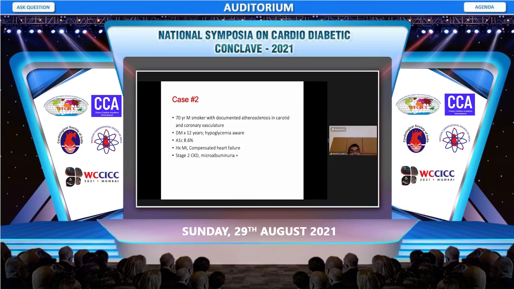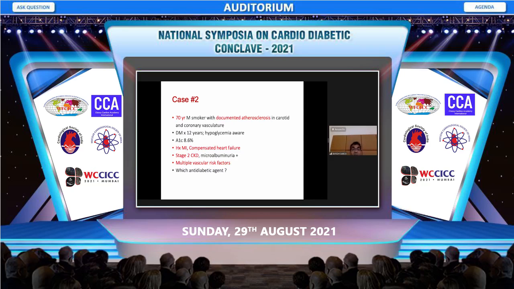A 70-year-old male smoker. Diabetes duration is 12 years. A1C is 8.6. He already has heart disease. Now, these are some of the conditions he already has: stage 2 CKD and heart failure. So these two are very, very important points for this patient, a 70-year-old man. Here avoidance of hypoglycemia is very, very important. He is an elderly male, already having compensated heart failure with stage 2 CKD. So these two important points, along with the elderly patient, you have to decide what therapy will work.